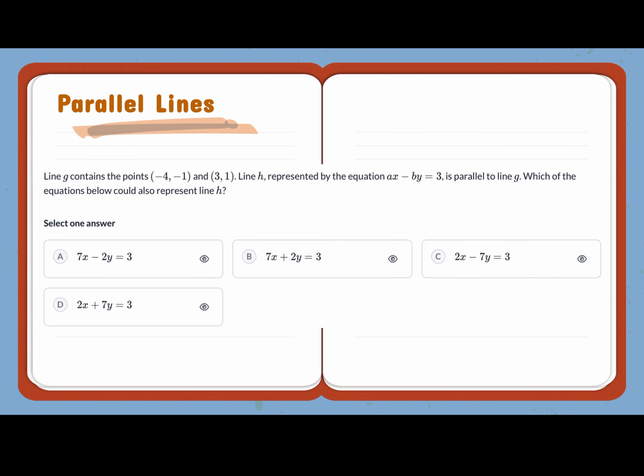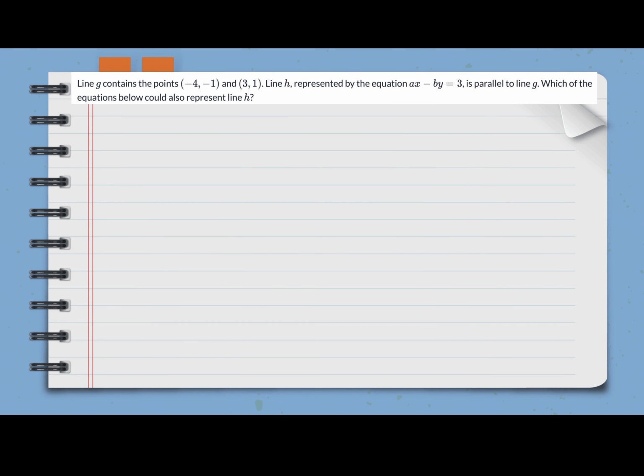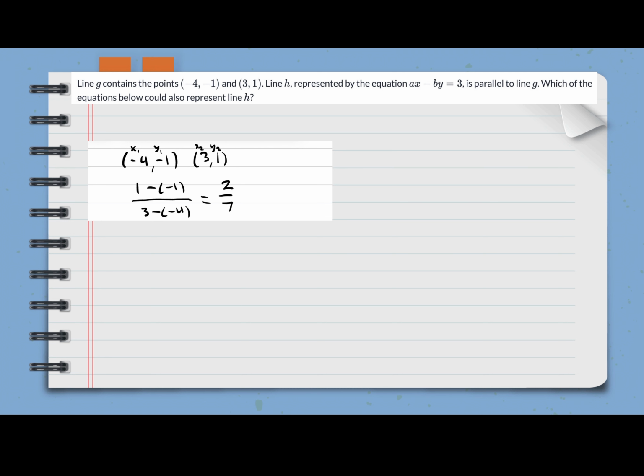Okay, parallel lines, much simpler than perpendicular lines, mainly because, well, first off, this time we can just find the slope based on 2 points. I'm going to trust that you guys all know how to do this. Slope formula, y2 minus y1 over x2 minus x1. This will equal 2 over 7. And the reason why parallel lines are a lot easier to work with is because we just work with the same slope. We don't have to think about negative reciprocals.